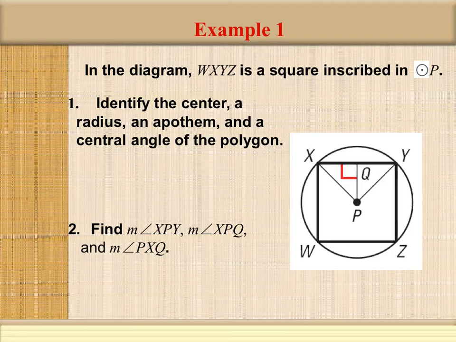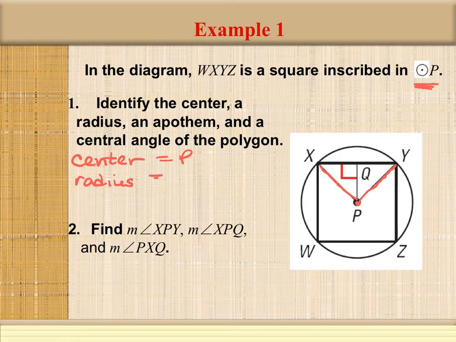So here it says, let's identify the center. So my center is point P. Notice that's the name of my circle. I have a radius, which is here, and I have another radii over here.